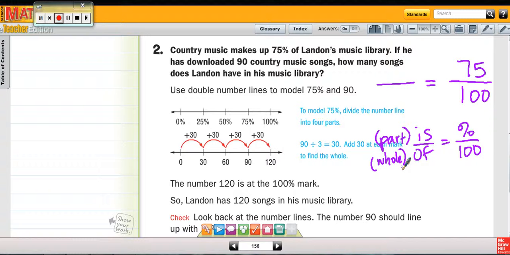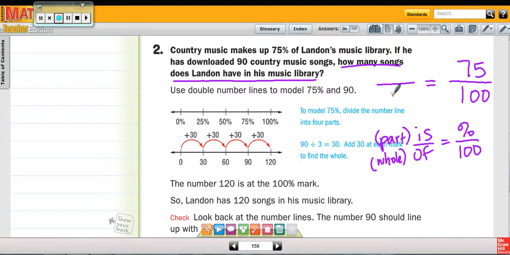Tori? 90. So we've got to determine if 90 is our part or if 90 is our whole. If he has downloaded 90 country music songs, how many songs does he have in his music library? Is 90 the part or the whole, and why? Mia? Why is it the part? Because it just says 90 country music songs, and it says, how many songs does he have in his whole music library? Very good. So the question here is really looking for the whole, isn't it? We don't know how many he has in his whole library. That's what we're trying to find.